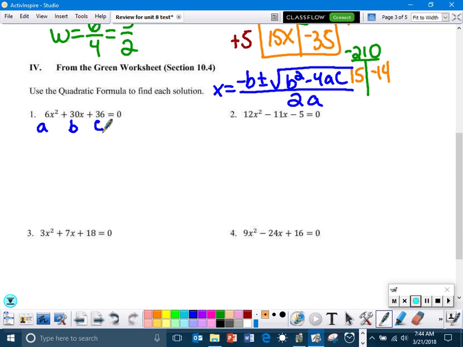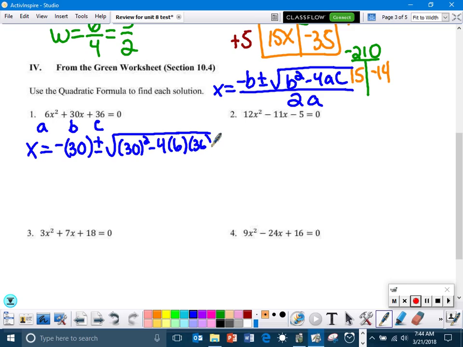All right, so let's go. Let's plug the numbers in. X equals, and remember to always use parentheses when replacing the number. So we've got negative 30 plus or minus the square root of 30 squared minus 4 times 6 times 36, all over 2 times 6.